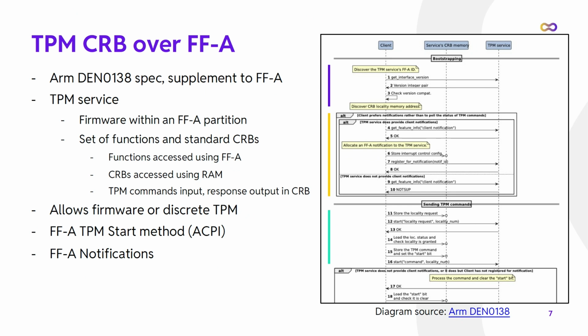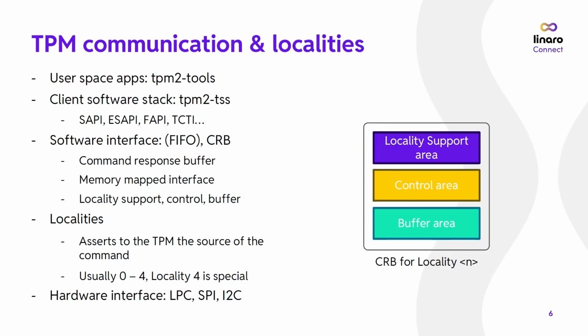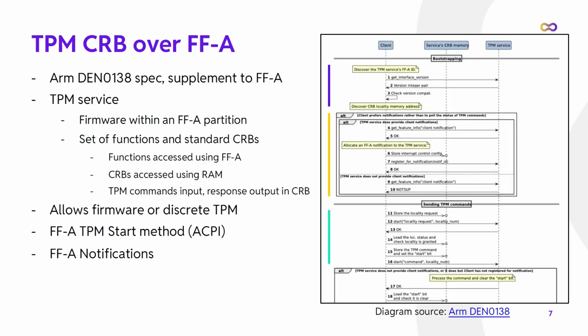And then finally, when the client wants to talk to the TPM service, it first has to get access to that specific locality. So it will store a locality request in the CRB region. This is when this locality support area is used. And then it will send one of the FFA functions defined by this spec, more specifically this FFA TPM start method. So this is special because it's not only part of this specification, but it's also standardized by ACPI now.